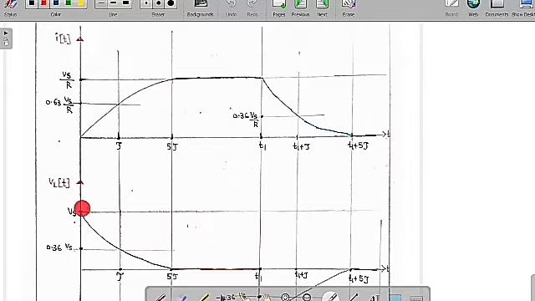But here I have already told you, VL(t) will be minus Vs into e to the power of minus t by tau.